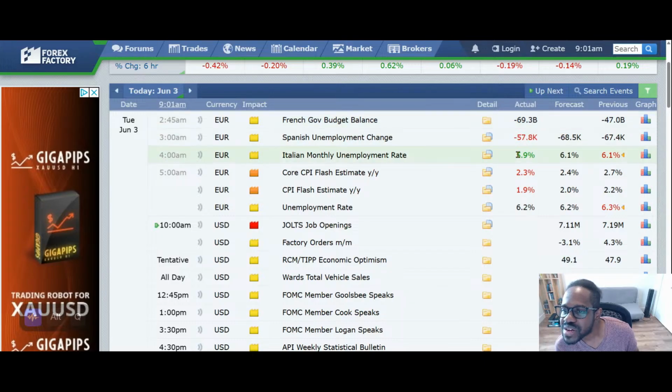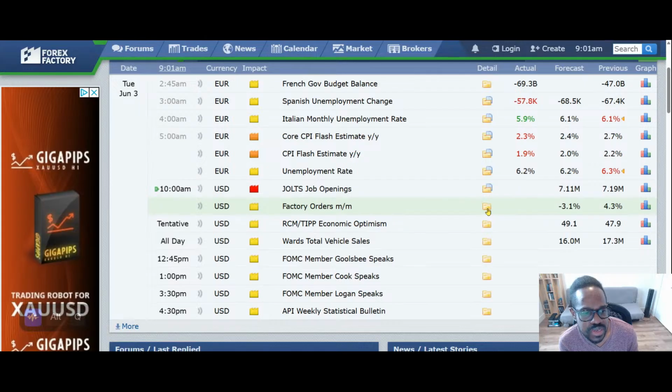If we look at all of the Euro news, all of them were negative. Unemployment change, core CPI, flash CPI estimate. Everything was down compared to what was estimated here. So the narrative of going short on Euro USD was perfect. On top of that, we set up a fib on the 15-minute chart and did have a reaction off of the fib. We're going to look at it in a few minutes.